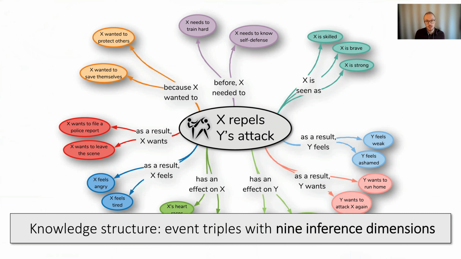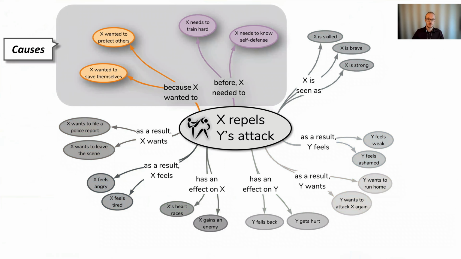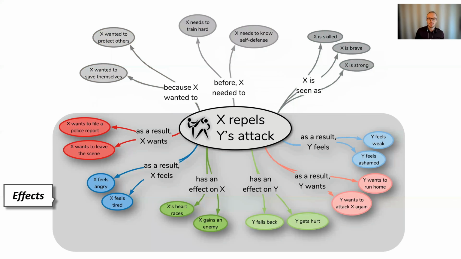And this knowledge is structured in different ways in ATOMIC. For example, we can differentiate the knowledge around the causes of the event. So before X repels Y's attack, maybe this happened because X wanted to protect others, or maybe X wanted to save themselves. And before this happened, maybe X needed to train hard or needed to know self-defense. But it also distinguishes knowledge around the effects of the event. So after X repels Y's attack, maybe as a result, X will want to file a police report or maybe leave the scene, and maybe X will feel angry or tired, but also maybe Y will want to run home, or Y will want to attack X again, or Y will feel weak or ashamed.